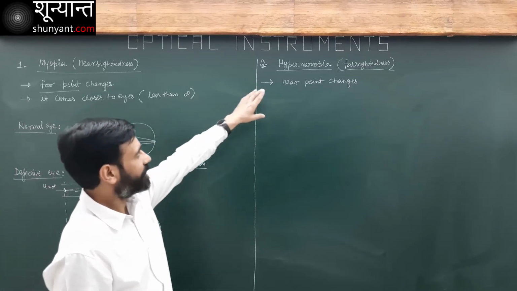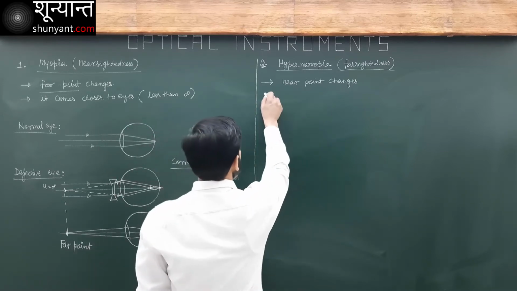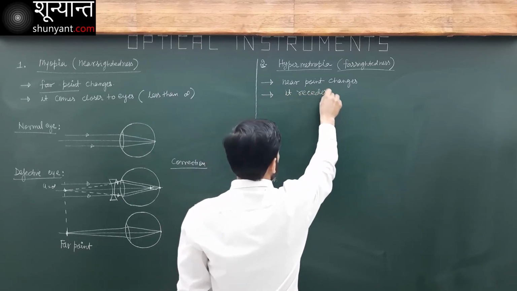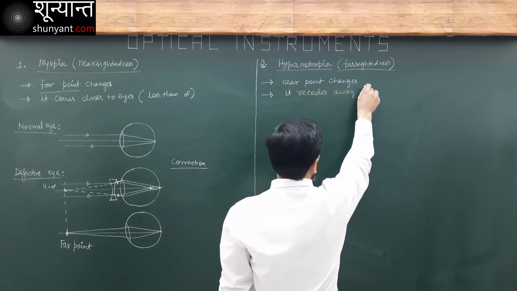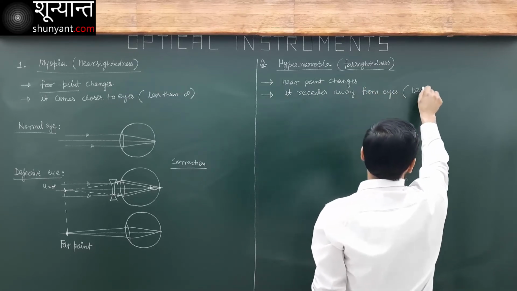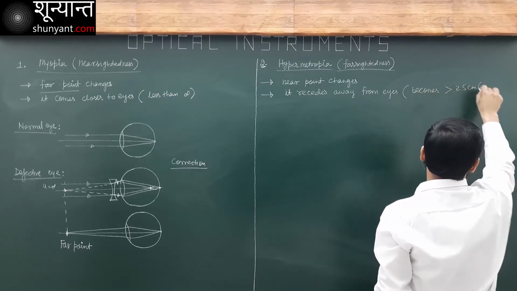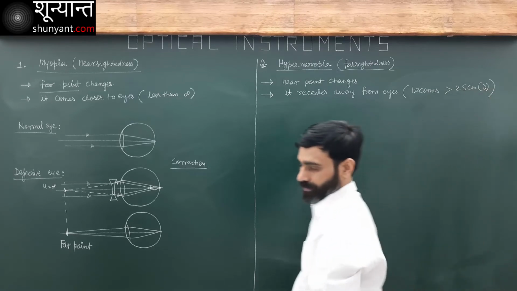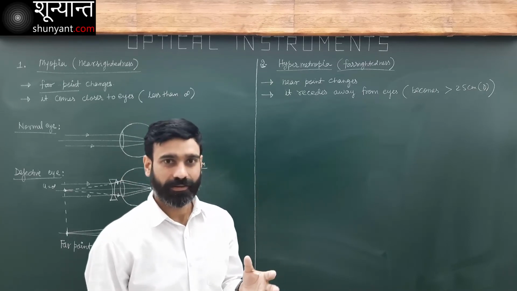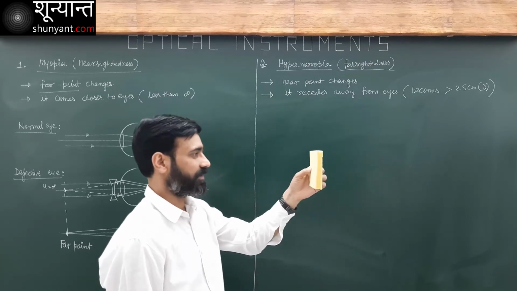Now let's look at hypermetropia. In this case, the near point changes. It recedes away from the eyes and becomes more than 25 centimeter. A normal human eye can see an object if it is kept at 25 centimeter. This is 25 centimeter.